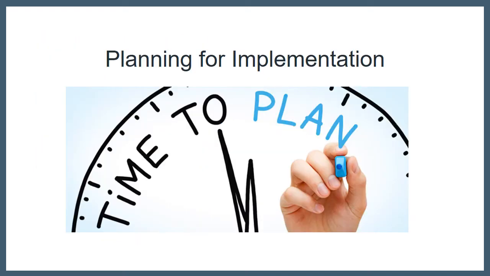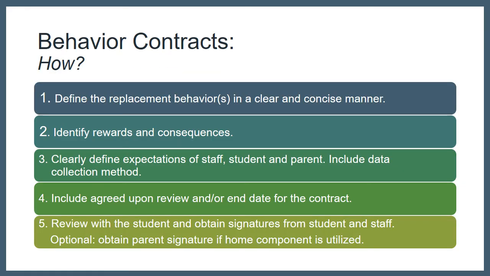Now that we've reviewed the who, what, when, where, and why of effective behavior contracts, let's talk about how to implement this strategic intervention. It's recommended that you follow these 5 steps for successful development of a behavior contract, each of which will be reviewed in more detail in future slides.